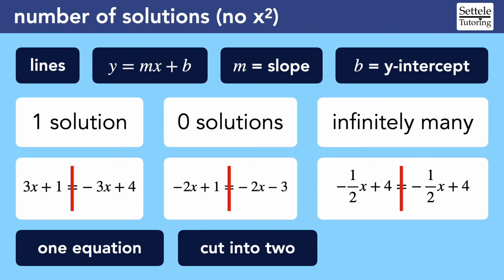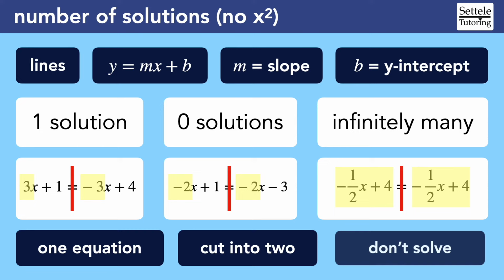You can see that on each side of the wall we have an expression that looks like mx plus b. Now you can easily compare the slopes and y-intercepts of each side. Notice that the equation with one solution has different slopes, the equation with no solutions has the same slope but different y-intercepts, and the equation with infinitely many solutions has the same slope and the same y-intercept. You might be tempted to solve these equations, just like in normal algebra, by moving terms across the equal sign to bring all the like terms together. I do not recommend this.